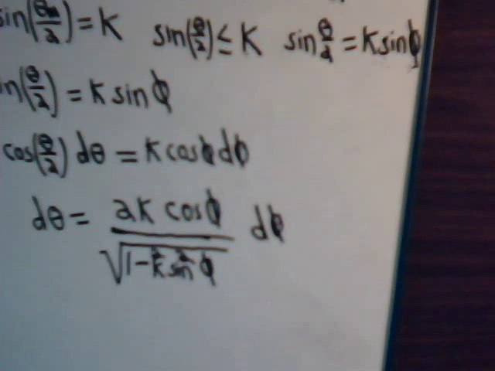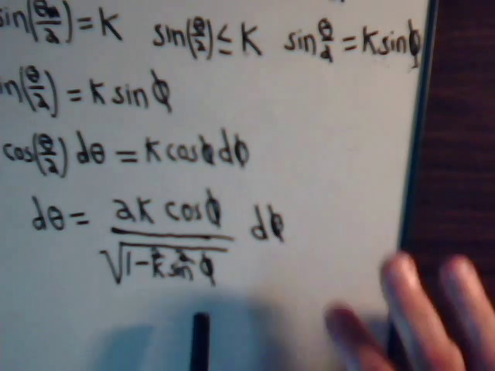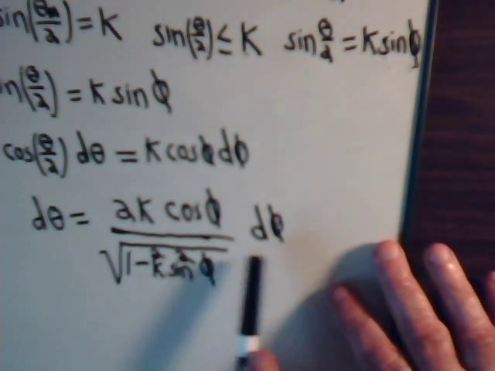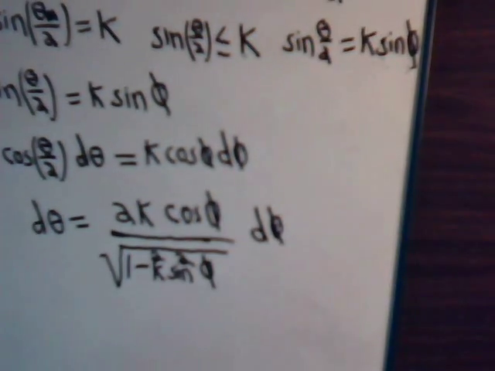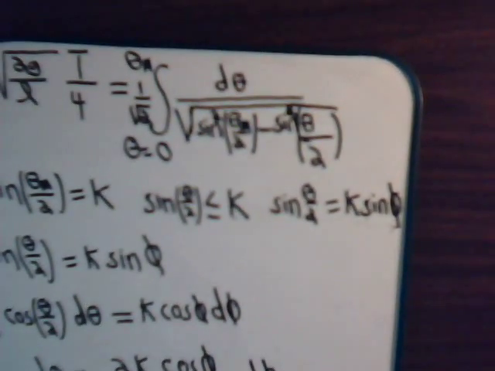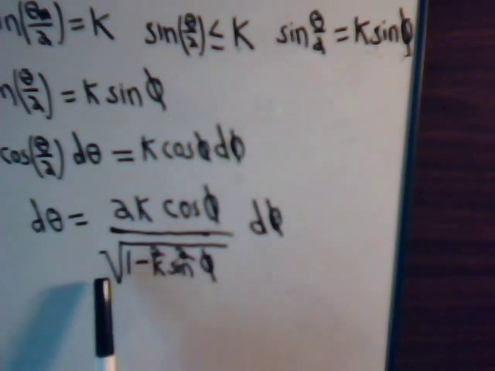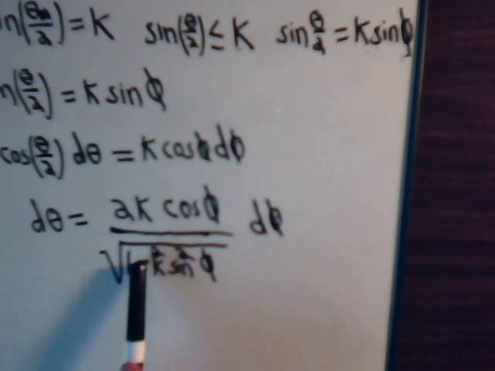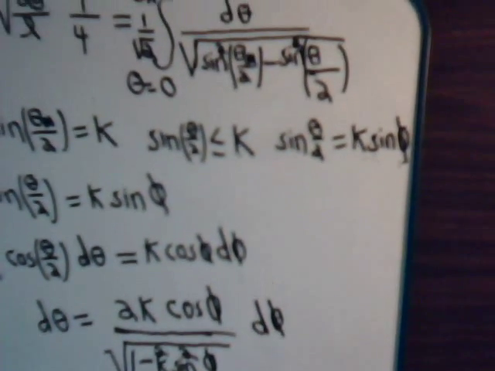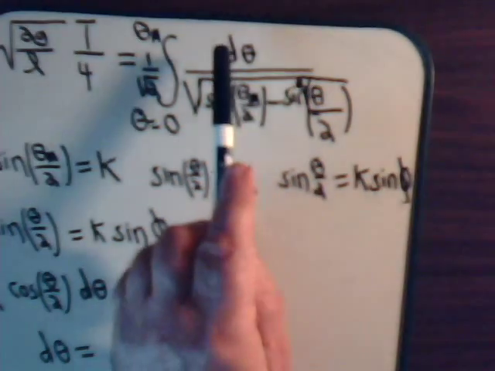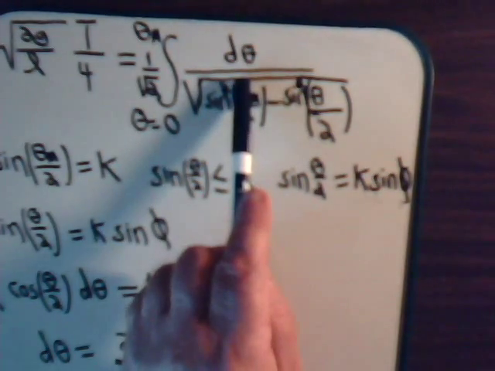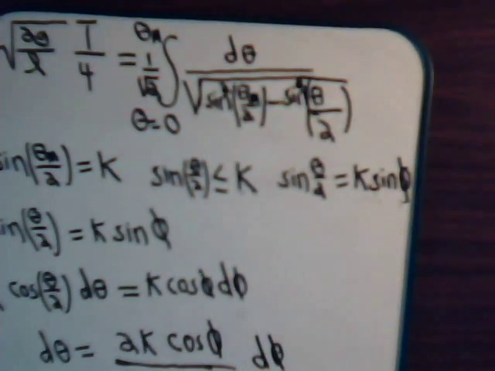So now d theta is expressed entirely in terms of the new variable phi. So this is now this. So let's go ahead then and start putting substitutions into this integral right here.